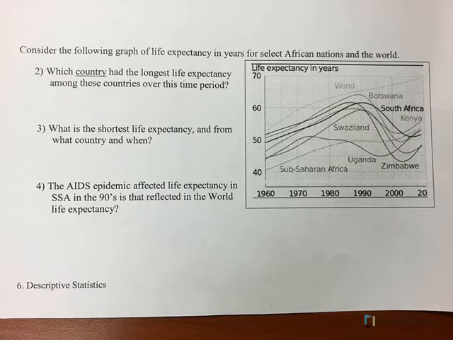Now let's look at a different picture. And this one can be a little bit crazy because you got a lot of lines, but let's look at this. Which country had the longest life expectancy among these countries over this time period? So we're looking at country. You can see this is the world line right here. We're not talking about the world, we're talking about which country. The tallest, because here's the life expectancy on your vertical axis, is here, and that is Botswana. And again, these are African countries. So Botswana, in roughly 1990, had the highest life expectancy at about 64, it looks like.